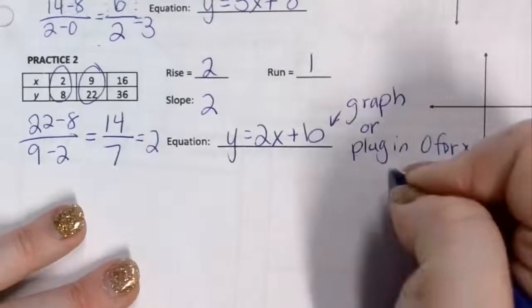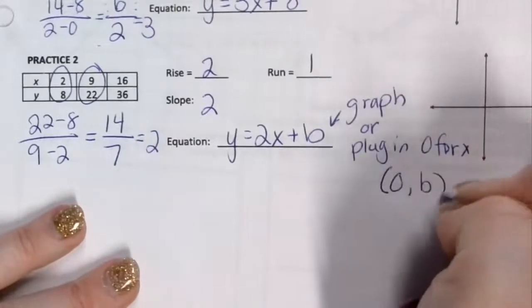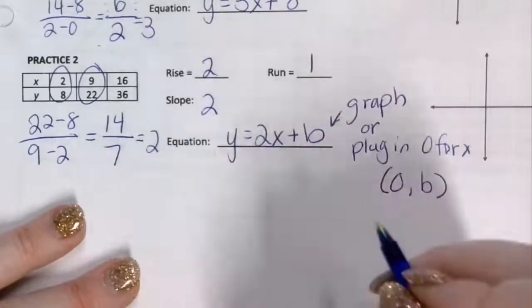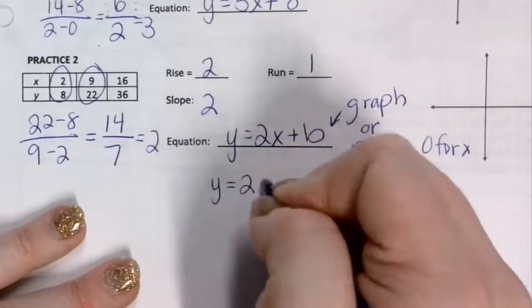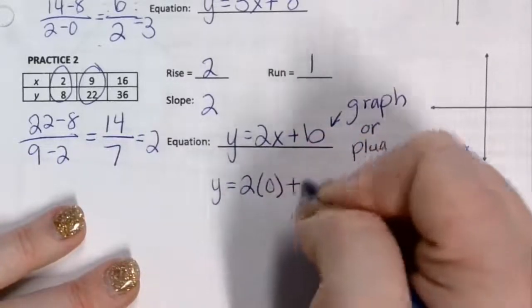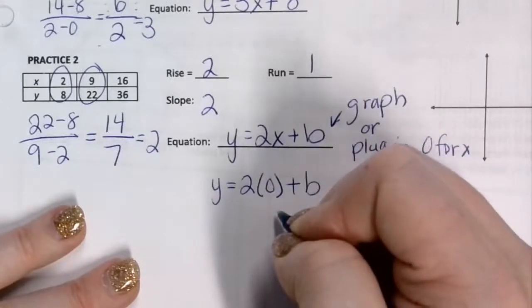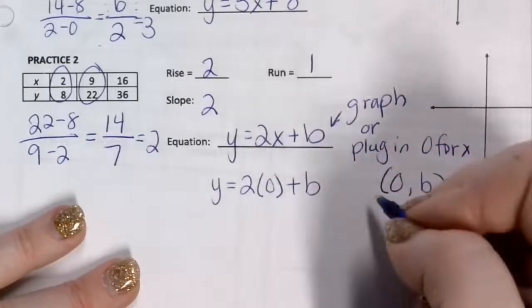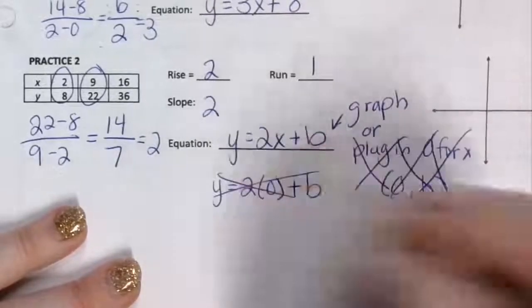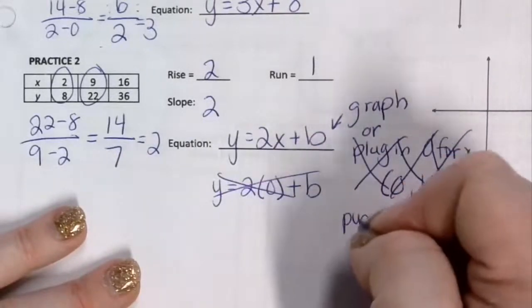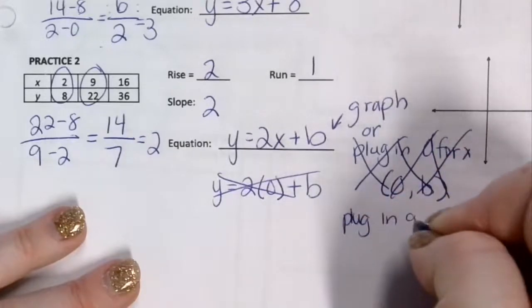And the reason that works is because your y-intercept is 0, b. So you can also do y equals 2 times 0. Oh, wait, no, that's wrong. Don't do that. Mrs. Hicks messed up. It happens. Or you can plug in a coordinate point.